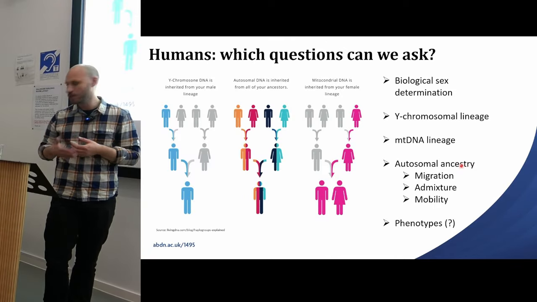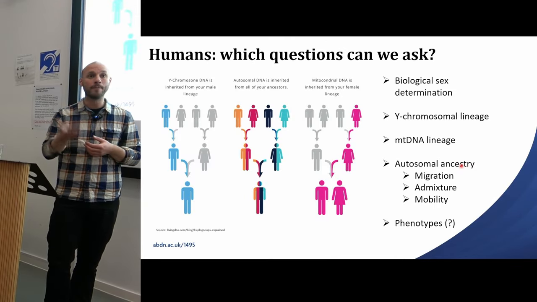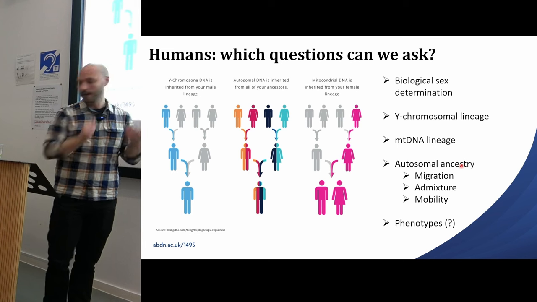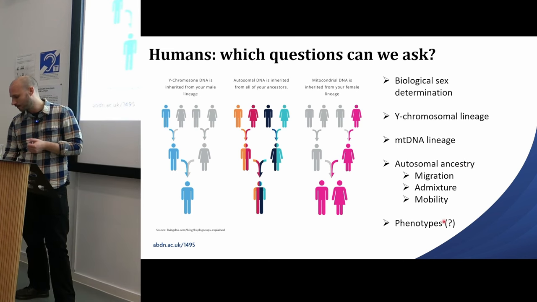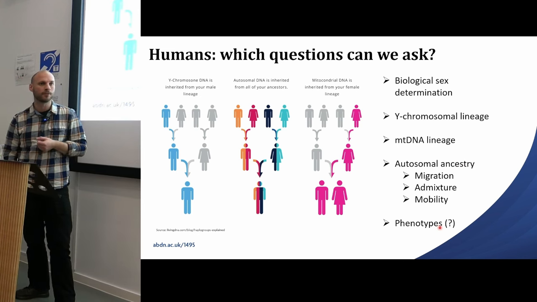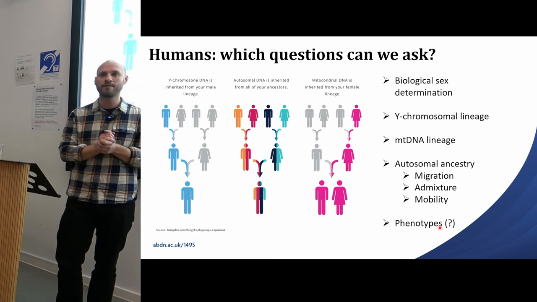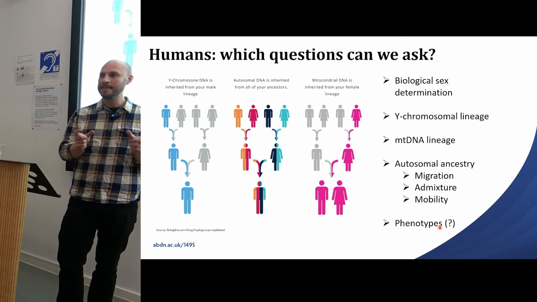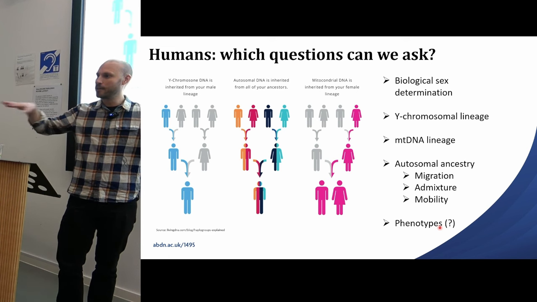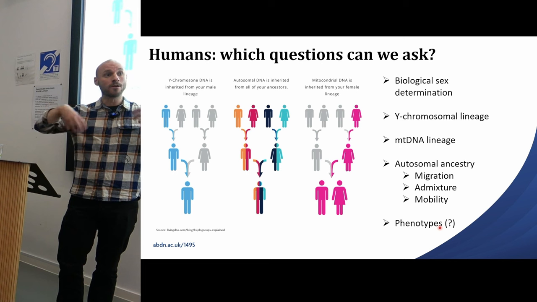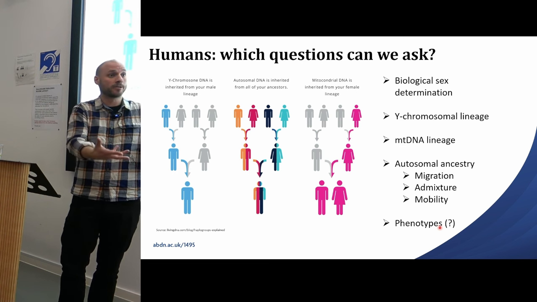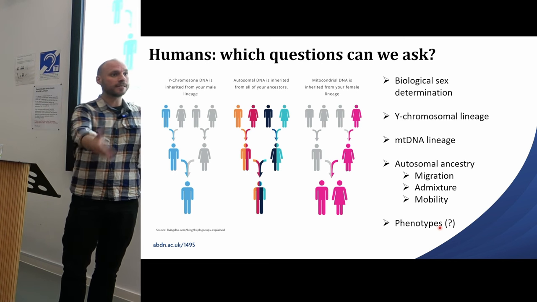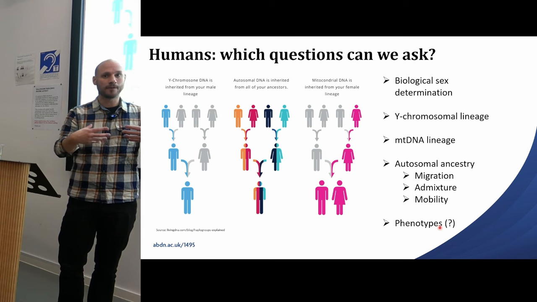Questions about migration, admixture, lifetime mobility even, depending on the scale we phrase our research questions on. Potentially, we might be interested in phenotypes, but primarily we're working with genetic variation that is selectively neutral. So we're not looking at genes per se. We're looking at genetic variation that's floating around in the genome on which there are no selective pressures. There's no natural selection acting on the frequencies of these genetic variants. So it's a neutral marker.